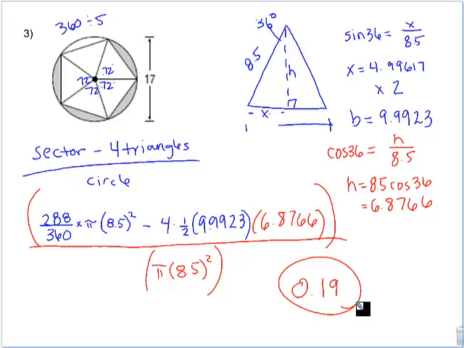All right, is that okay? That one's a really tough one, because we couldn't just do 30, 60, 90. We had to do sine, cosine, or tangent. All right, and then we'll get to a couple others here.